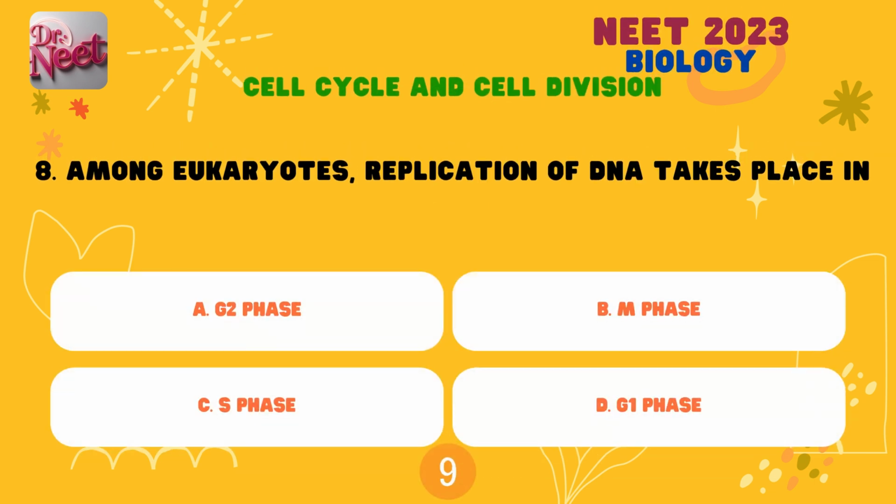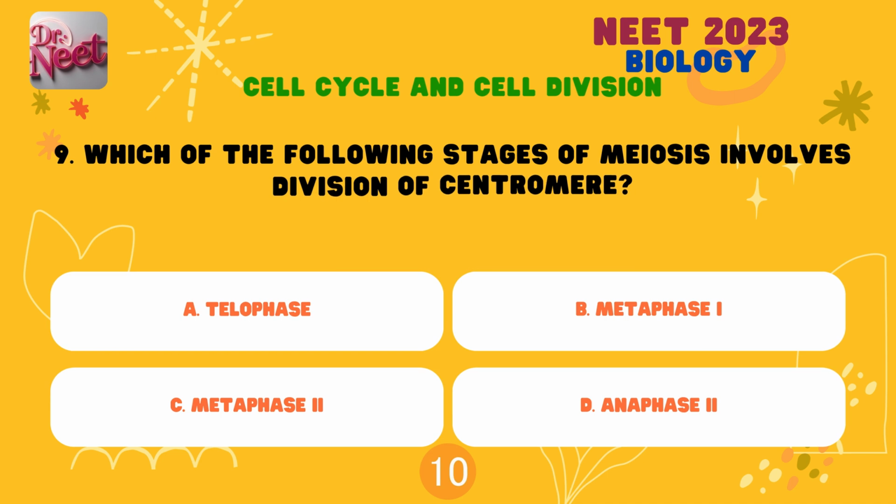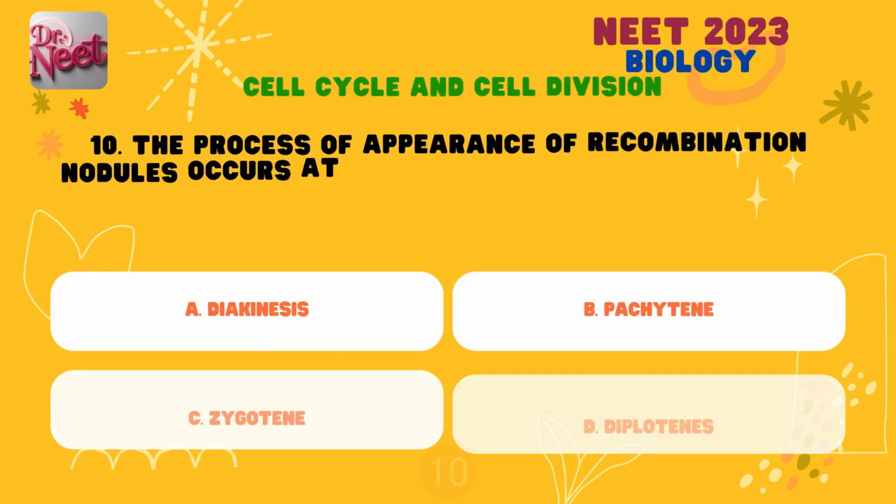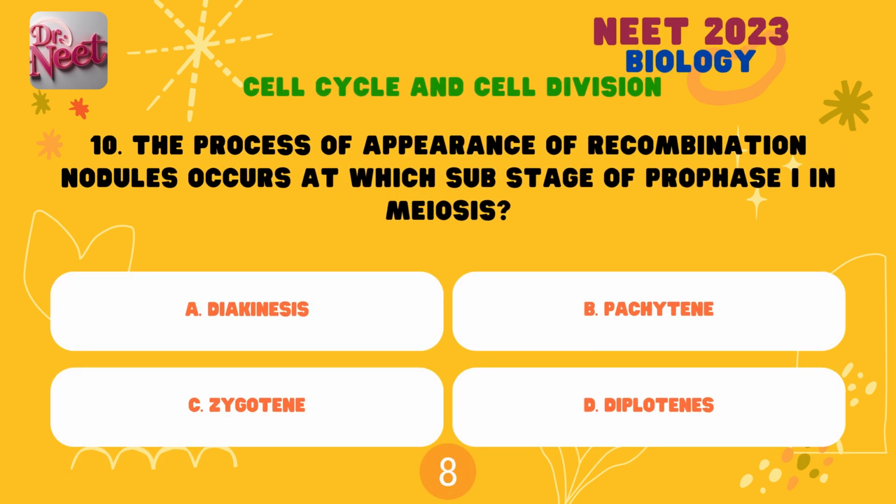Among eukaryotes, replication of DNA takes place in. Which of the following stages of meiosis involves division of centromere? The process of appearance of recombination nodules occurs at which substage of prophase I in meiosis?